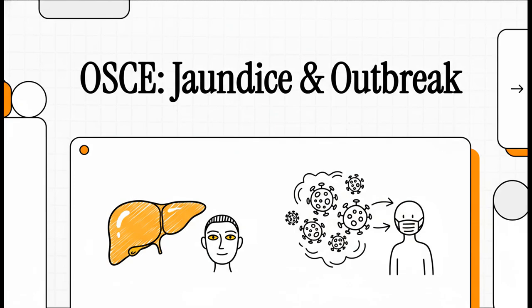All right, let's get right into it. We're going to do a super high-yield, no-fluff walkthrough of two OSCE stations that can really trip people up, the jaundiced patient and the infectious outbreak. My goal here is to get you ready to absolutely crush it and score maximum points.